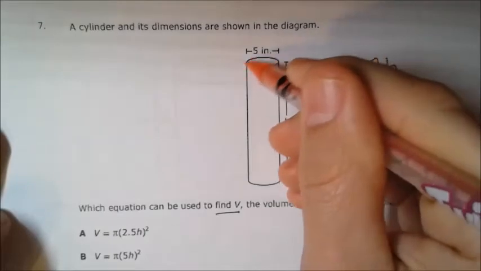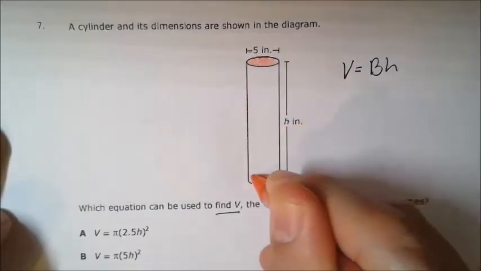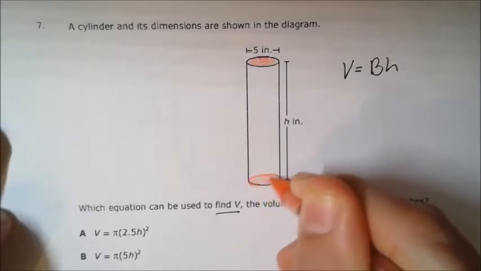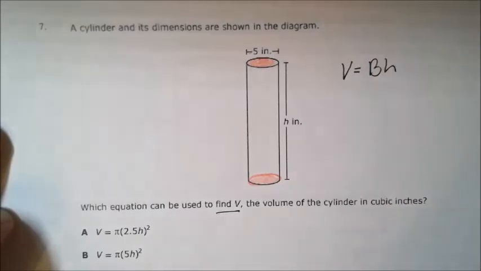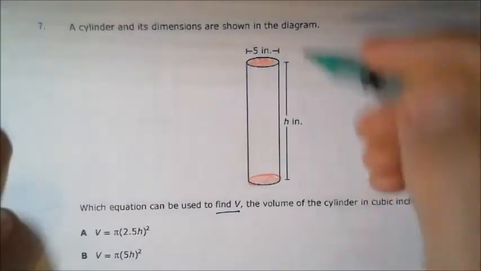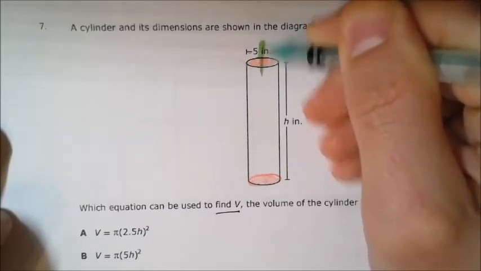If we shade in our bases, here's one base. It doesn't show it right here, but we know we have another one down here. And they're in the shape of a circle. So if we look at the top as well, what we can also conclude is that they give us the diameter. So we need to cut that in half because we just want the radius, right?